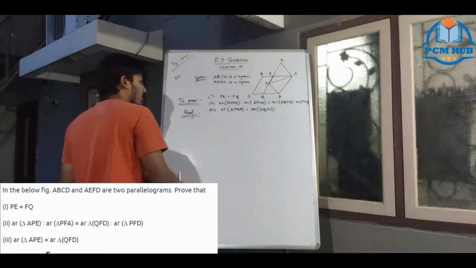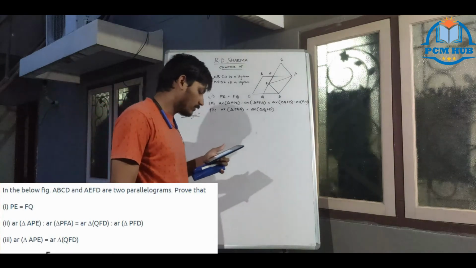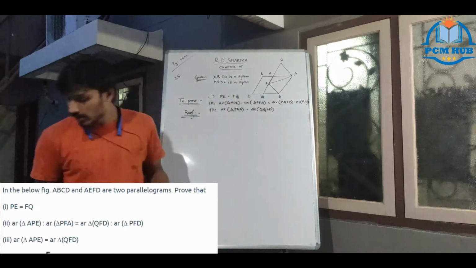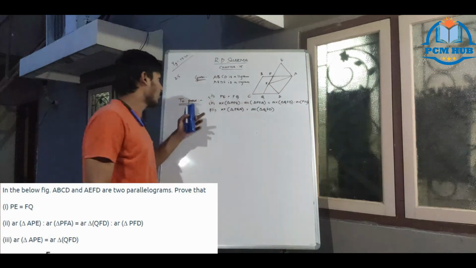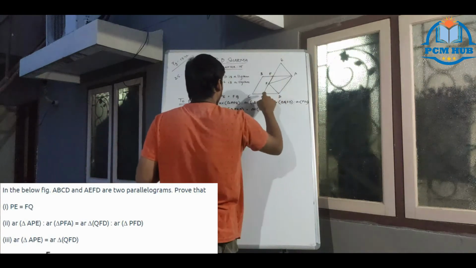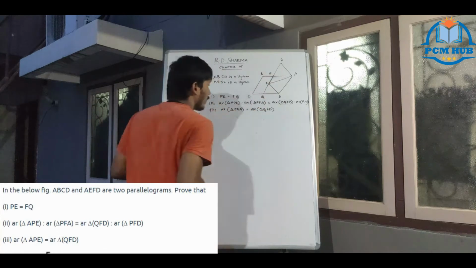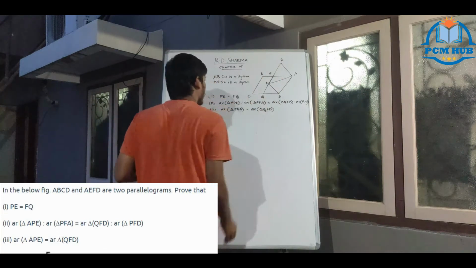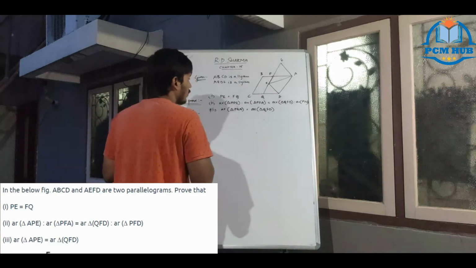So now we have to go with the proof. Shall we start? Okay, let us start. Not to waste time, let us start the proof. So the first one: PE and FQ. That means you have to take these two triangles. You can do it. These are simple things.